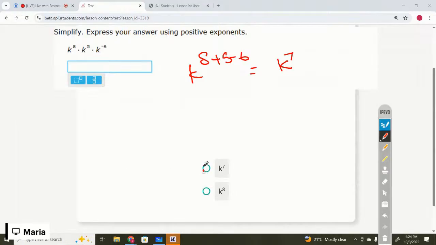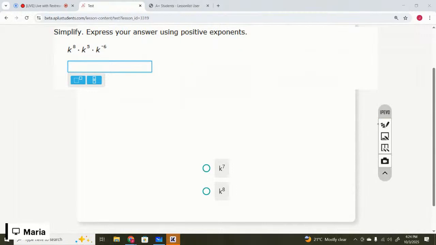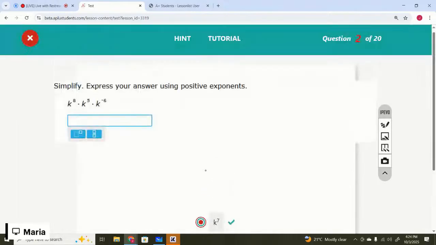That is T exponent 7. Option number 1 is the correct option. That is T exponent K exponent 7.